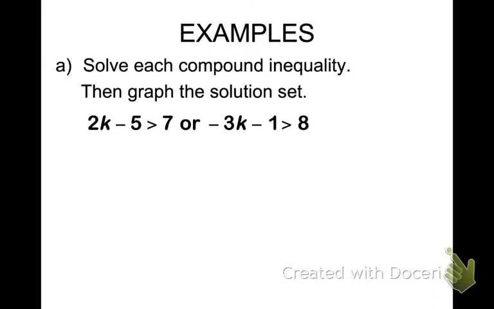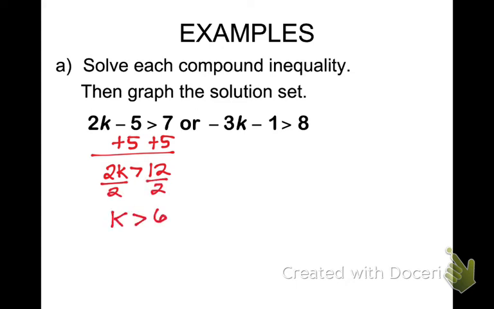Graham, what would you do first to solve 2k minus 5? Plus 5. Perfect. So if I add 5 to both sides, we get 2k is greater than 12. And then, Skylar, what do we do next? Yep. You divide by 4. Perfect. I mean, not 12. By 2. Good. I knew what you meant. So then we get k is greater than 6.